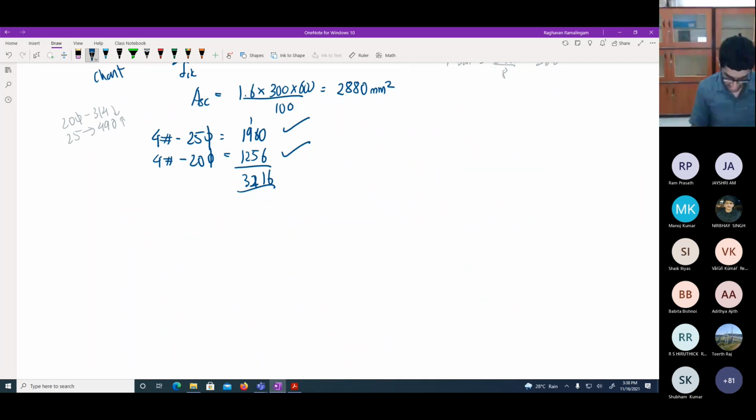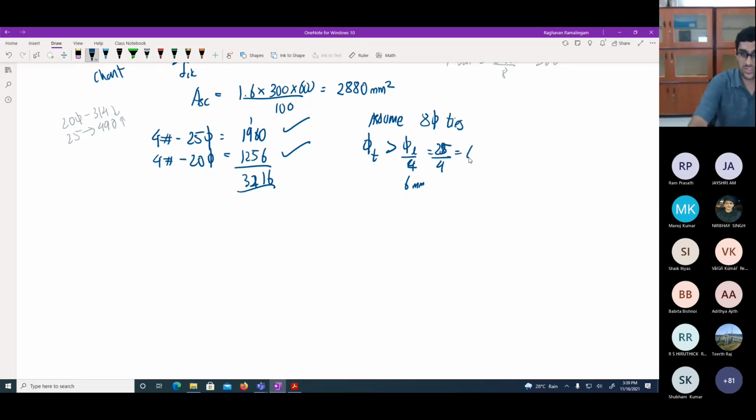So let's assume 8 diameter ties, and the conditions for giving the ties I once already told in the last class. So basically the diameter of the ties should be greater than the greatest of these two, which is the diameter of the longitudinal bars by 4, and the next one is 6 mm. Okay, so ours is 25 diameter bar, so this is about 6.25 mm. So 8 mm is more than both of them. So 8 mm diameter can be used.